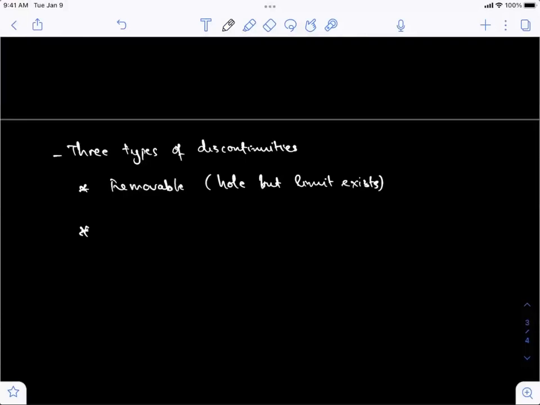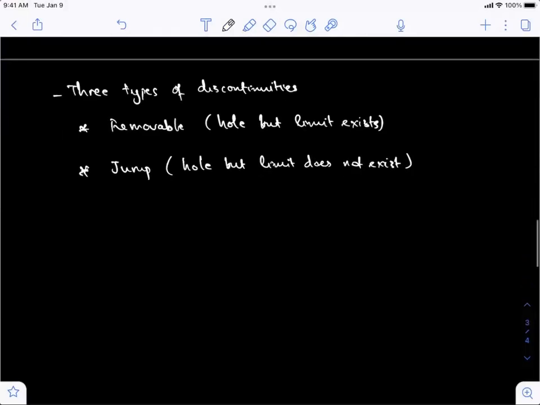The second type of discontinuity is called the jump discontinuity. In this case, you also see holes on the graph of the function, but the limit does not exist. And the last type of discontinuity is called infinite discontinuity, where the limit on the left goes to either negative infinity or positive infinity, or the limit from the right goes to either negative infinity or positive infinity.